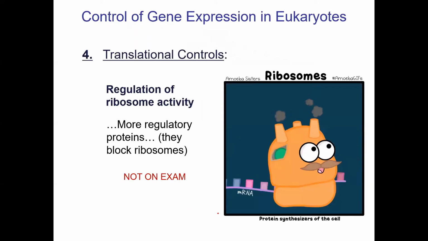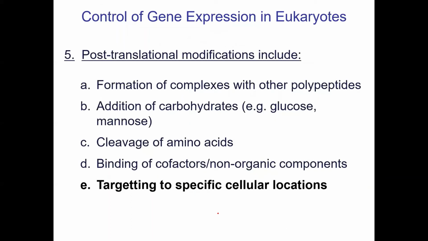So there's a whole bunch of translational controls. By that, I mean things that are going on at the ribosome. Again, something I'm not going to talk about. What we do want to talk about is what happens after translation. And I want to touch on a few of these things. Notice E is in bold. That's the one we're going to talk about the most. But let's talk about a couple of these here.